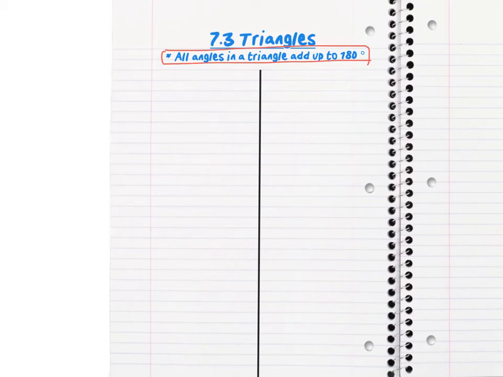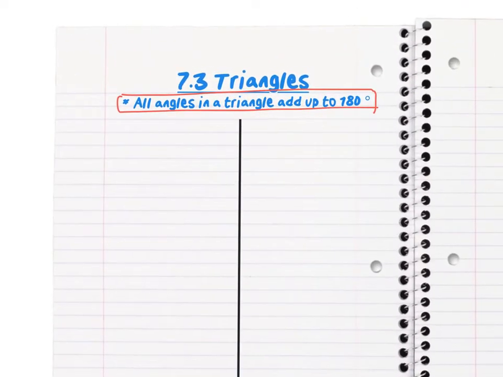Hello, this is lesson 7.3, triangles. For this video's notes, you're going to just draw a vertical line straight down, and that is all. And then underneath the title, I want you to write the statement: all angles in a triangle add up to 180 degrees. Pause the video to do so, and when you're ready to continue, press play. Please pause now.